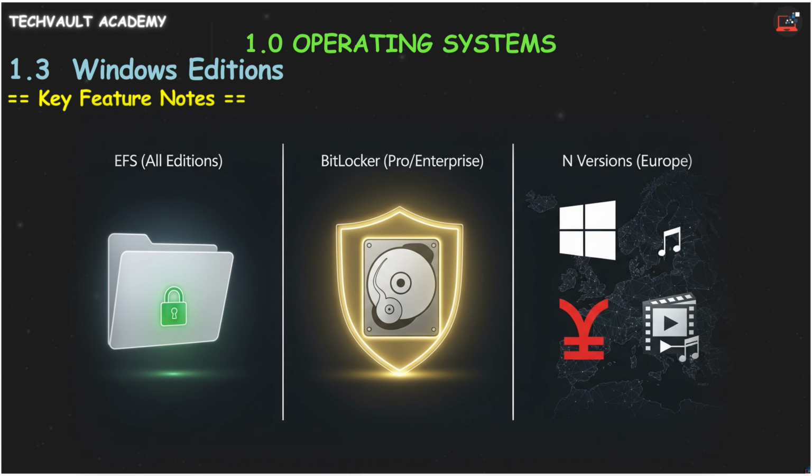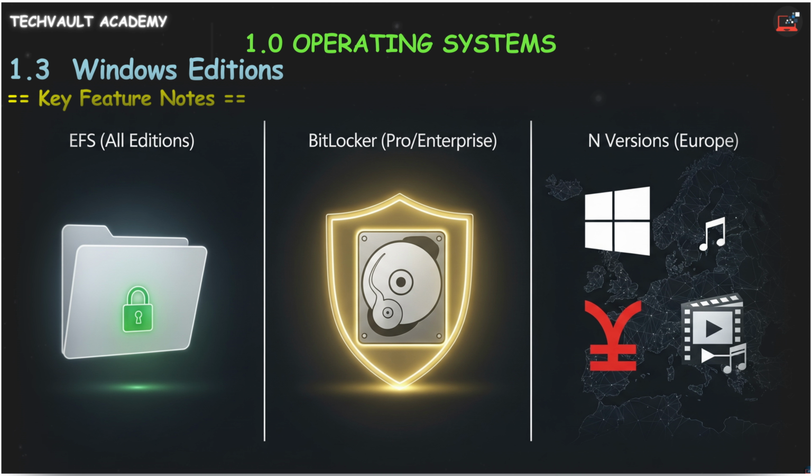For encryption, remember the critical difference. EFS, the Encrypting File System, can encrypt individual files and folders and is available in all editions. BitLocker provides full disk encryption and is only in Pro and Enterprise. Use the mnemonic BITS. BitLocker is for business.